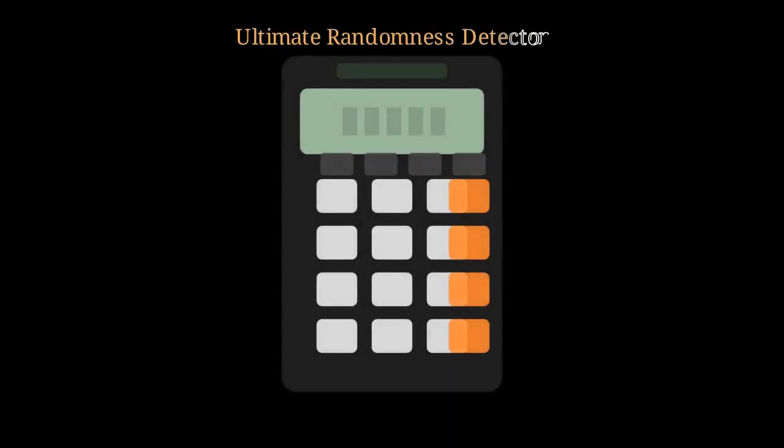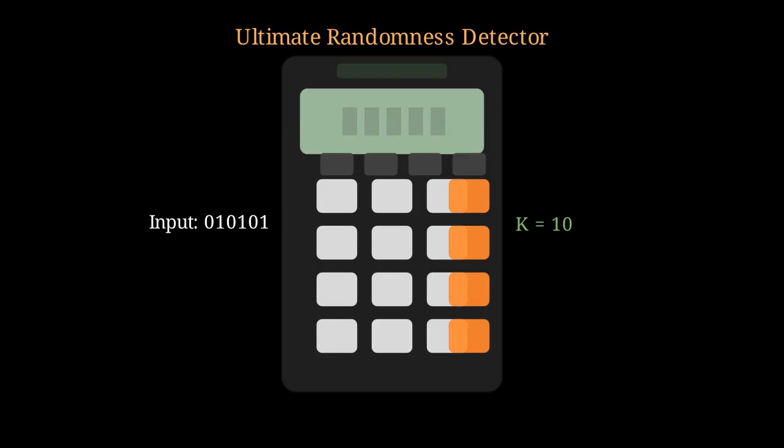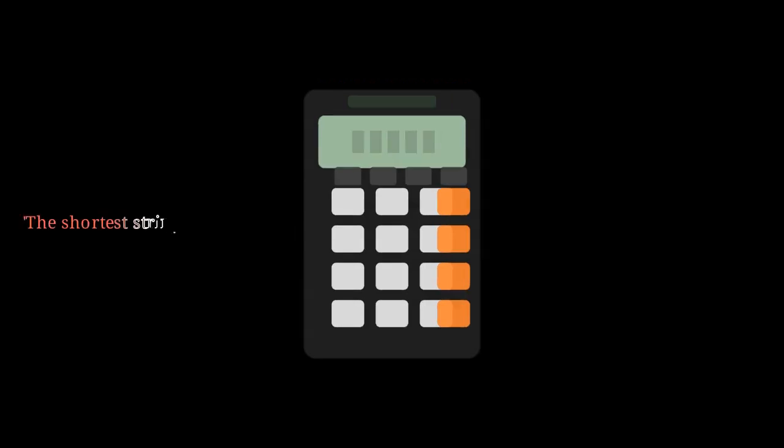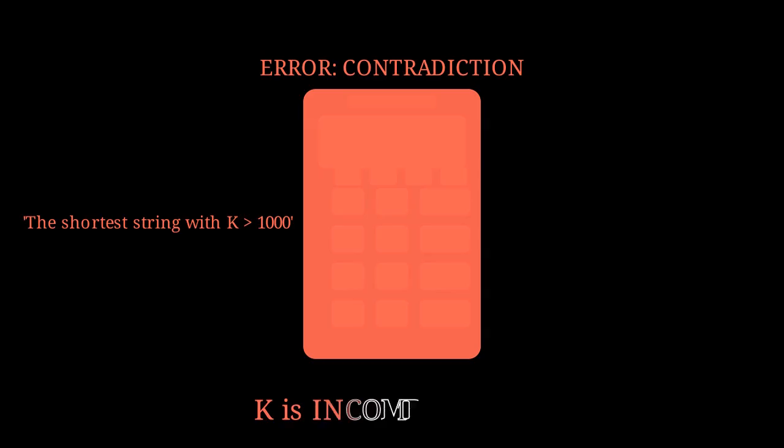Imagine a perfect machine, capable of calculating Kolmogorov complexity. This ultimate randomness detector would instantly separate signal from noise. Yet, Kolmogorov complexity is incomputable. Defining the shortest complex string creates a paradox that no program can solve.